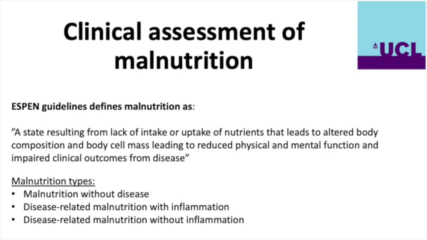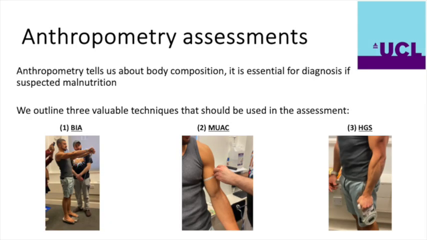Malnutrition types. There are 3 types of malnutrition: malnutrition without disease, disease-related malnutrition with inflammation, and disease-related malnutrition without inflammation. Now that we understand what malnutrition is, let's take a look at some of the information needed to diagnose it. To measure malnutrition, we first must determine an individual's body composition.